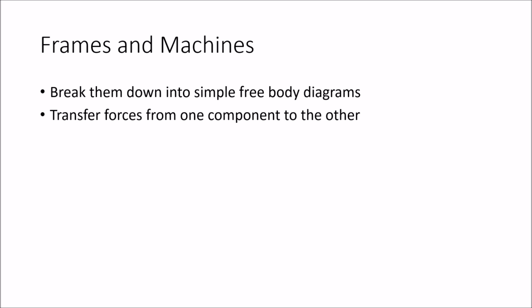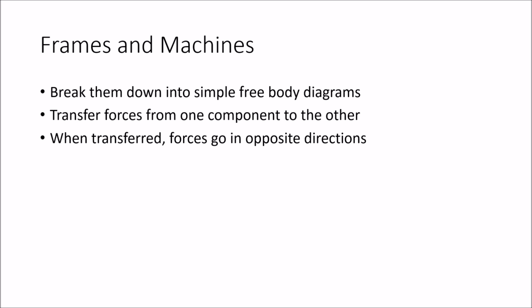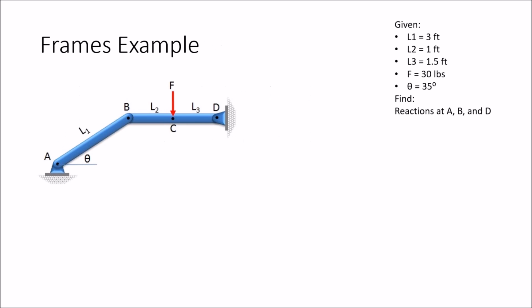The points that we're connecting to one another must have their forces reversed when looking at different free body diagrams. I'll demonstrate this further in the next slides. Here's an example of a frame. This frame is simple enough to find the reactions at point A, B, and D. These can all be treated as pin reactions.